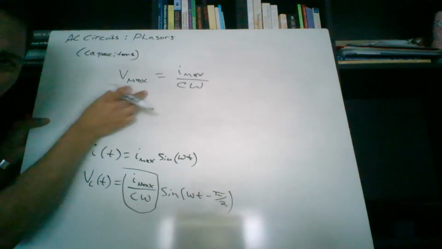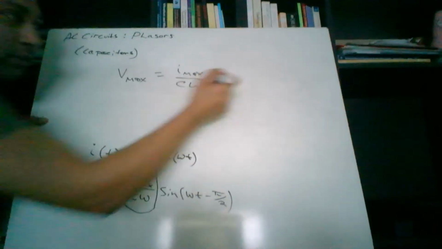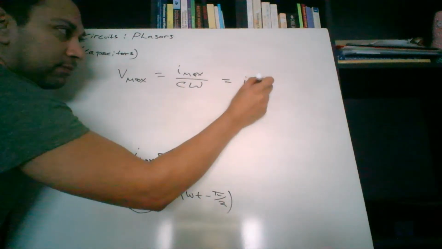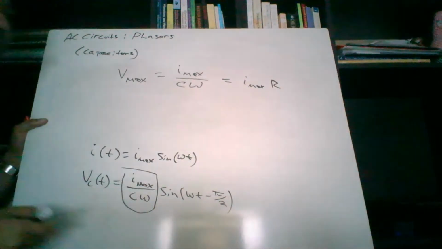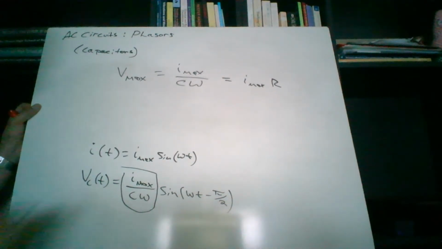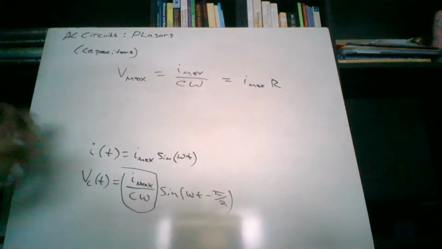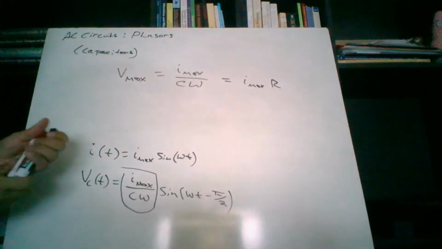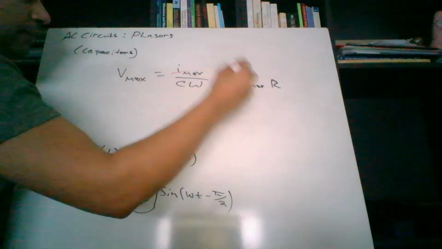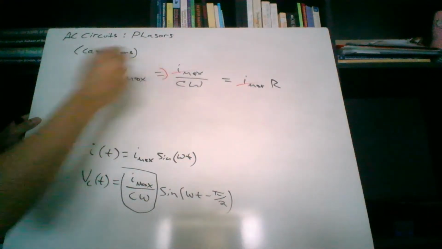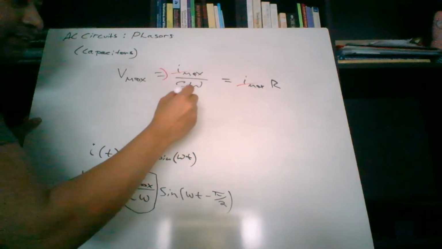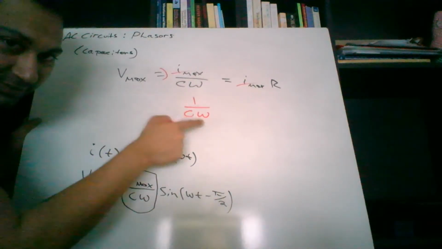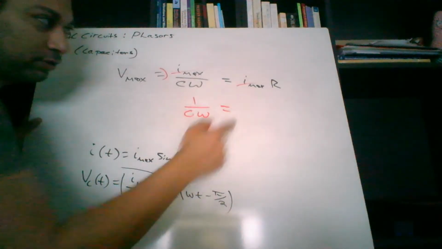Now, if we're talking about voltage max and we had a resistor, the maximum voltage can also be written as I max times the resistance R. Oh, look at this. You've got this equation and you've got this equation. Look what happens. It's so beautiful. The I maxes go away, and you're left with 1 over C times omega, so the capacitance times the angular frequency is equal to R.